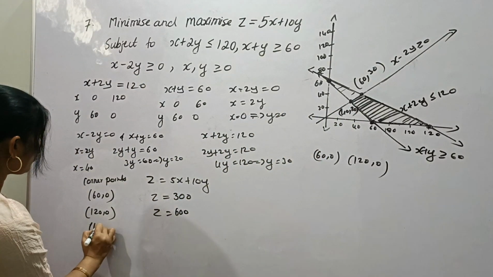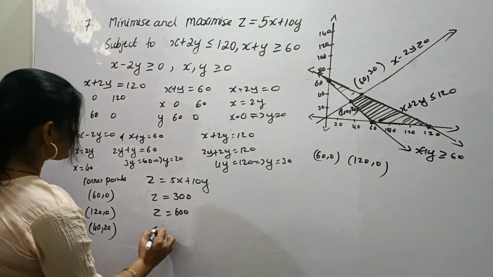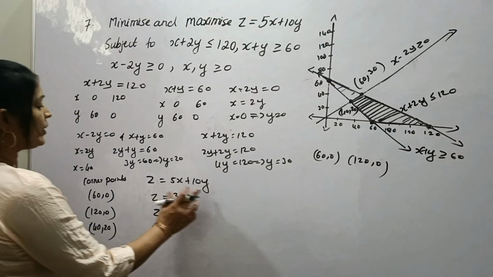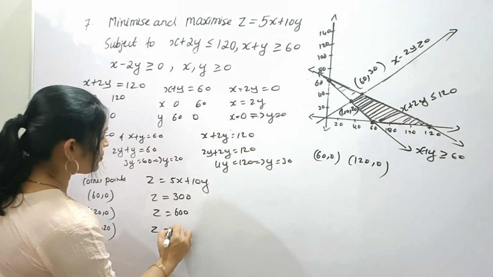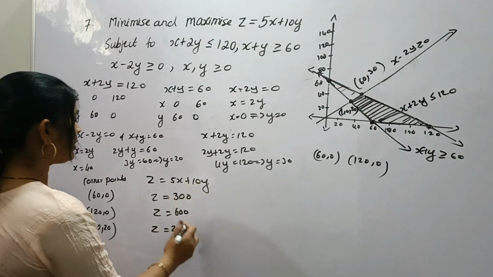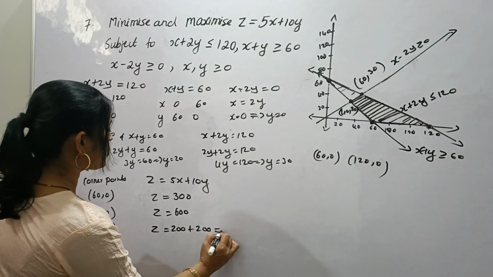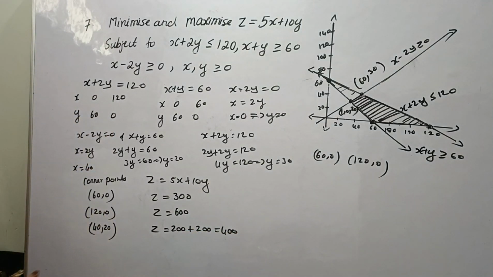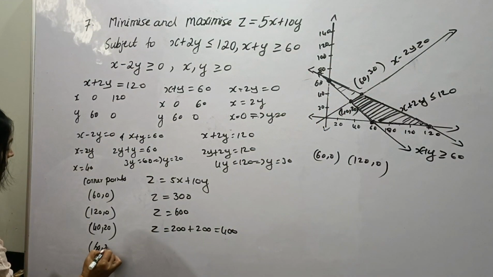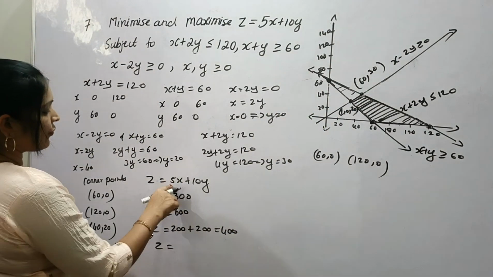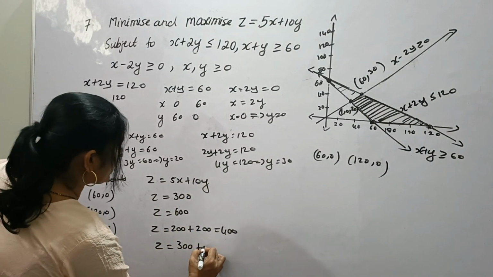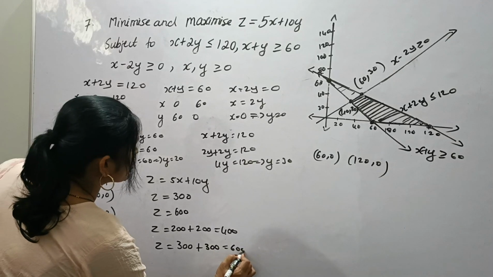Then the next point, (40, 20). Substitute x equals 40, y equals 20. That is z equals 40 into 5, 200, plus 10 into 20, that is also 200, which equals 400. Next, (60, 30): z equals 5 into 60, 300, plus 10 into 30, 300, that is equal to 600.